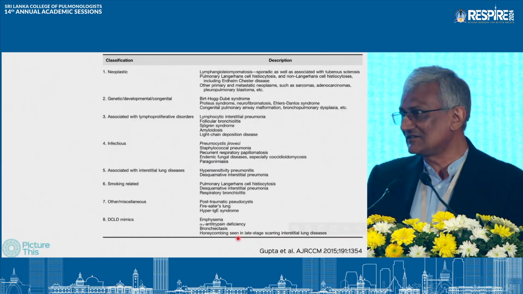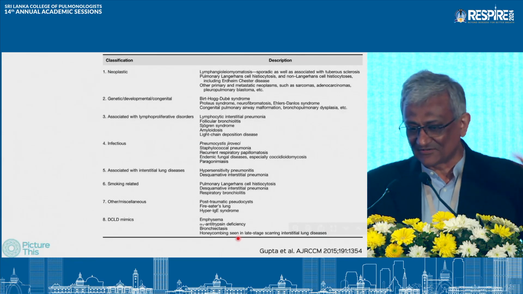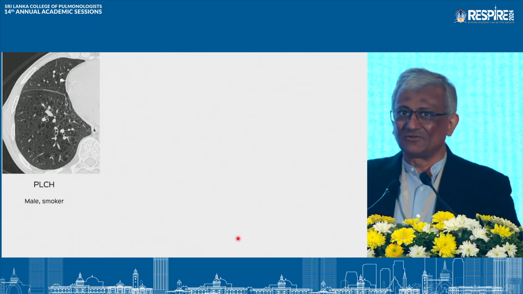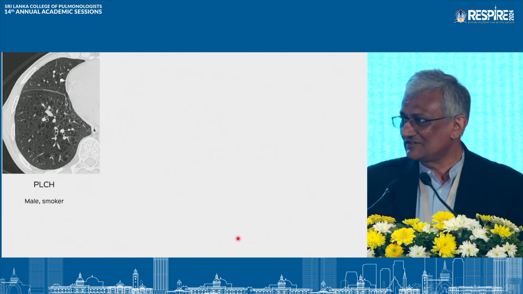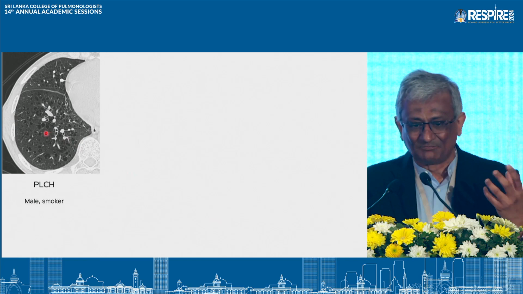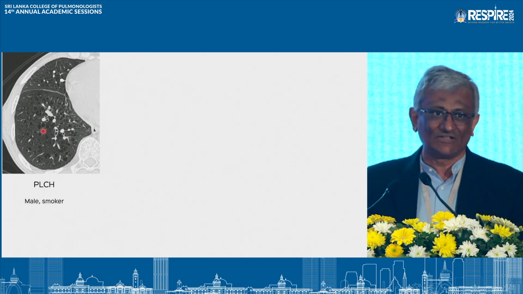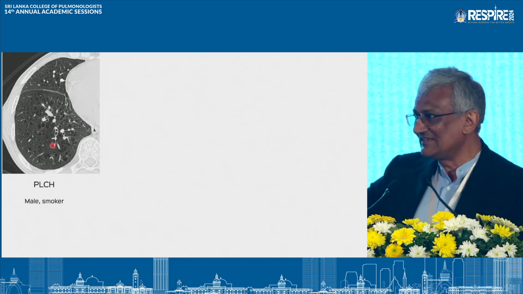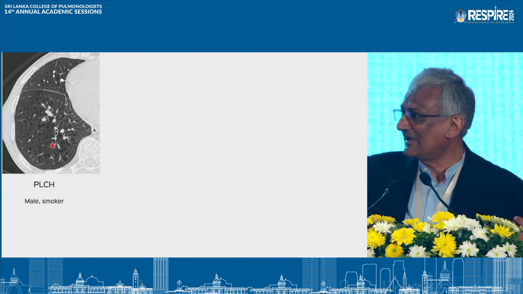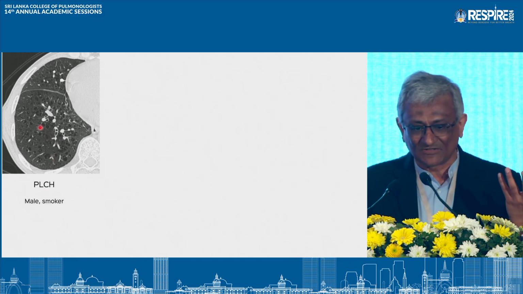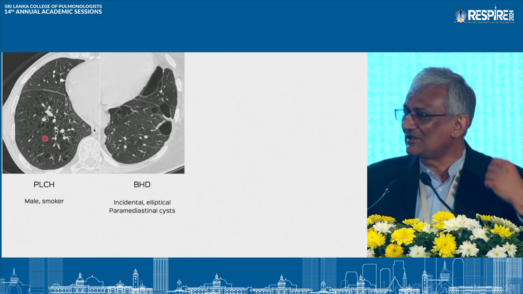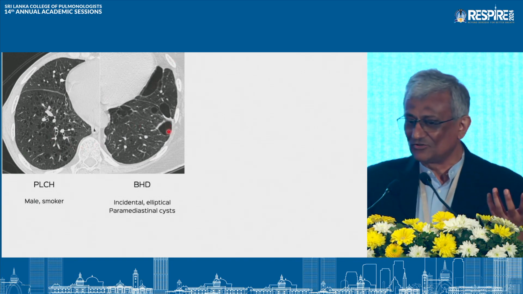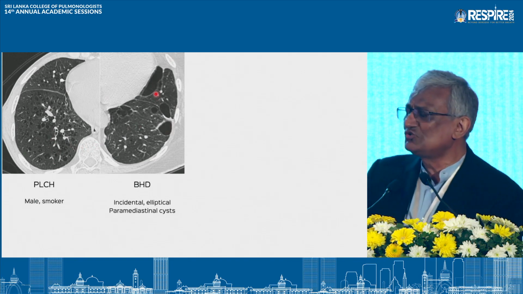If you look at articles and textbooks, people will list a whole lot of conditions. In real life, we are looking at about 4, maybe 5 conditions. The cysts by themselves don't usually give us a clue to the diagnosis. But then if you have history and some clinical background, it helps. So a male smoker with thin-walled cysts would typically be pulmonary Langerhans cell histiocytosis. If you see elliptical cysts in the lower lobes, paramediastinal, usually incidental.